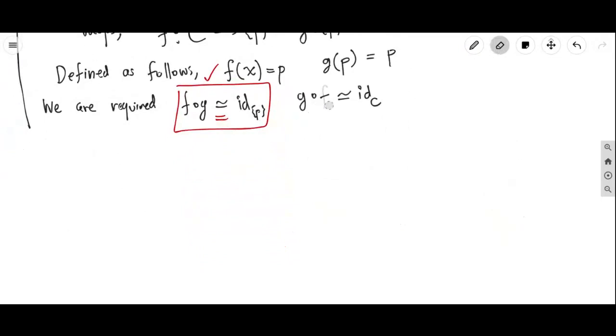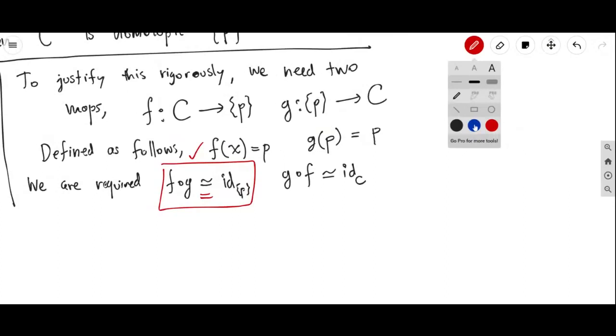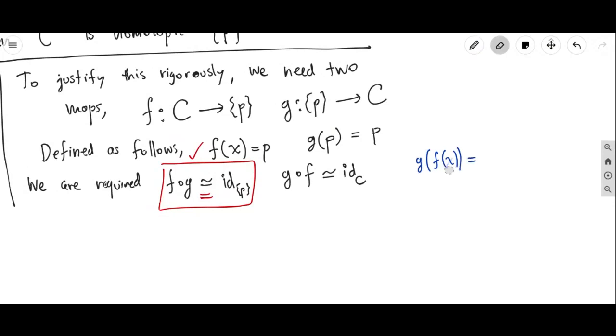So this is the one that we have to work with. Let's actually calculate what this is. So if we do G of F of X, what is that? F of X is a point in C. F maps every point to P, and then G of P is equal to P. So that's equal to P. And the identity on C at X is equal to X. Okay, so these are the two functions.